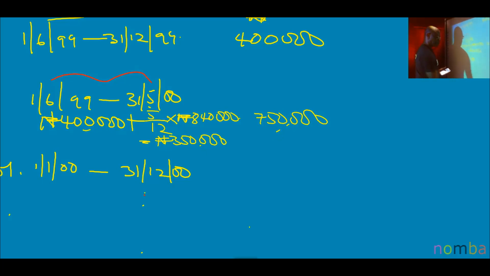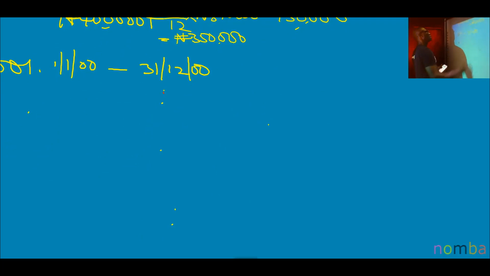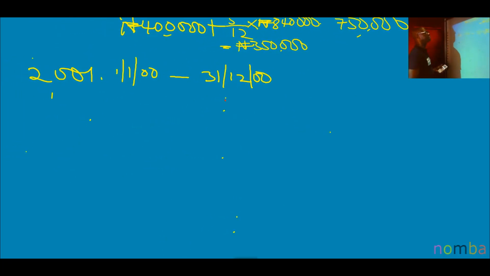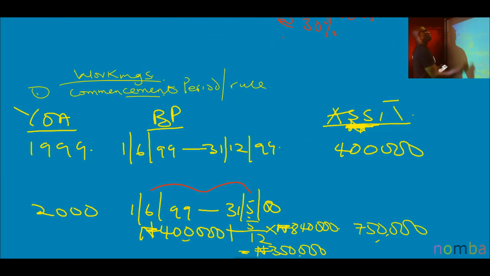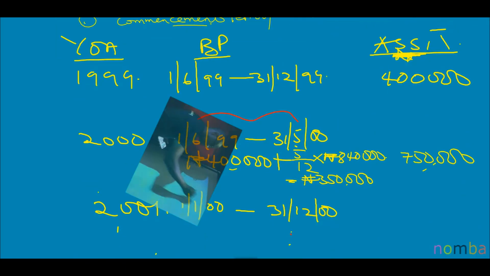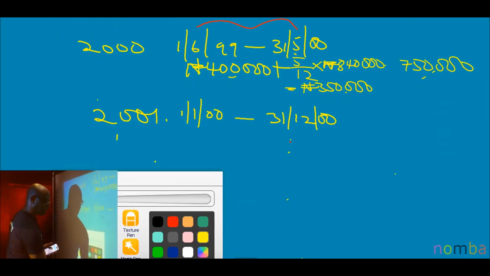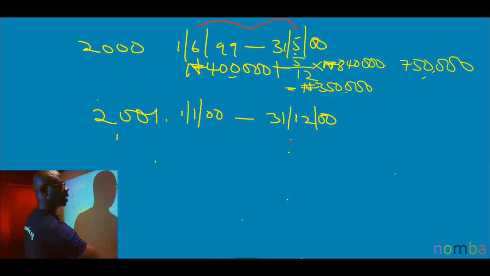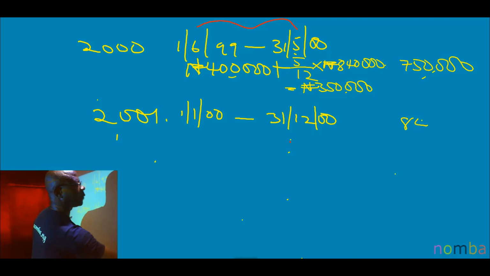Now, for the third year, that is 2001, I have 1st January 2000 to 31st December 2000. That is because it's on preceding year basis. So let's go up and see how much is involved here. 1st January 2000 to 31st December 2000. You can see it there. That is 840,000. So without any apportionment, this gives me 840,000.